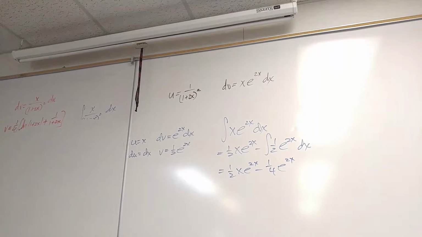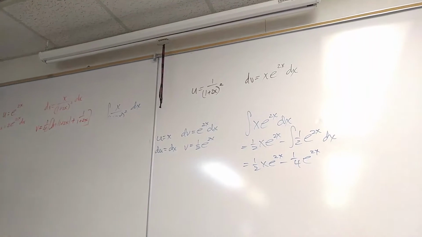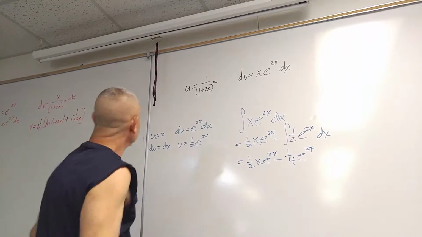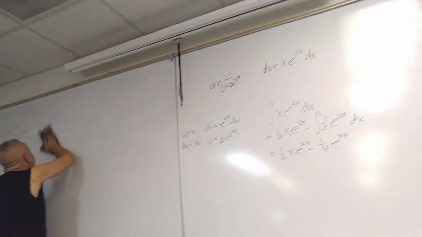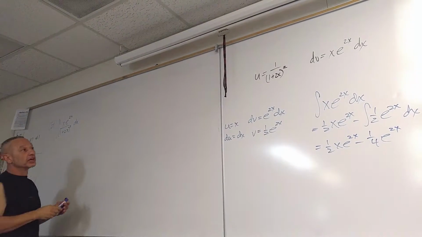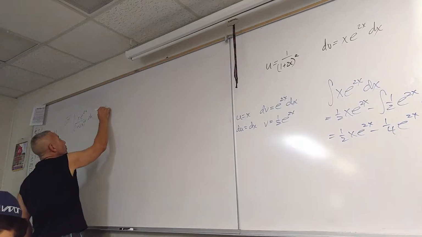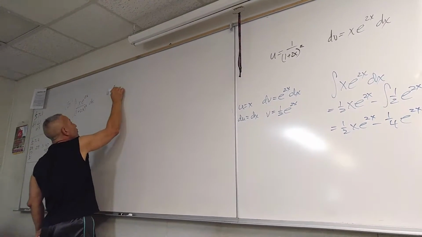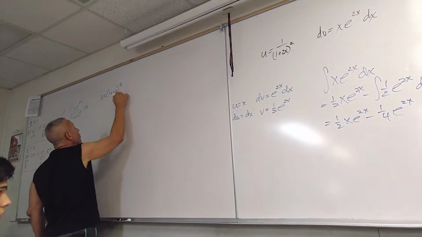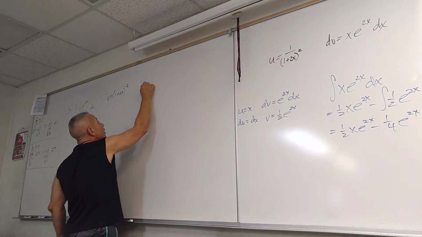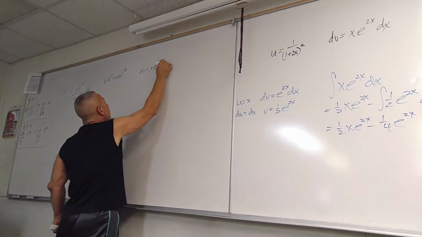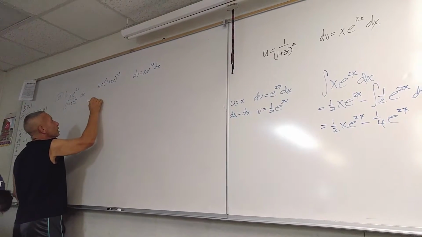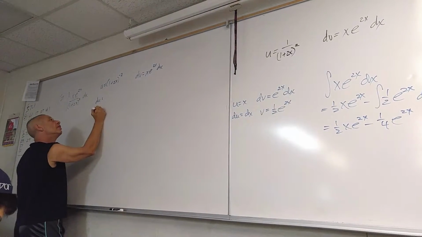So now I feel like, well, who knows, this still may not be the right way to go, but at least I've got another thing to try. So the way that we set this up is we're going to let u equal 1 plus 2x to the minus 2, dv is x e to the 2x dx. What will du equal in this case?